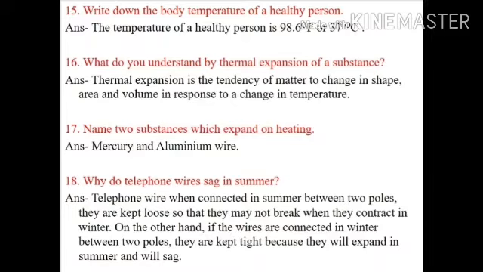Question number 18. Why do telephone wires sag in summer? Telephone wires, when connected in summer between two poles, are kept loose so that they may not break when they contract in winter. On the other hand, if the wires are connected in winter between two poles, they are kept tight because they will expand in summer and will sag.